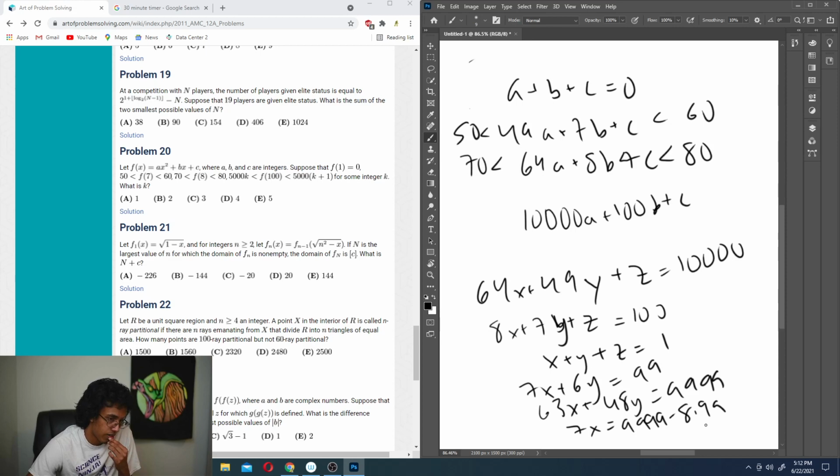So, really? I guess this is 99 times 101, so it should be 99 times 93, right? And then divide by 7. That's not divisible by 7 though. What? I guess it doesn't have to be divisible by 7, technically. 101 minus, yeah, that's right. Okay.